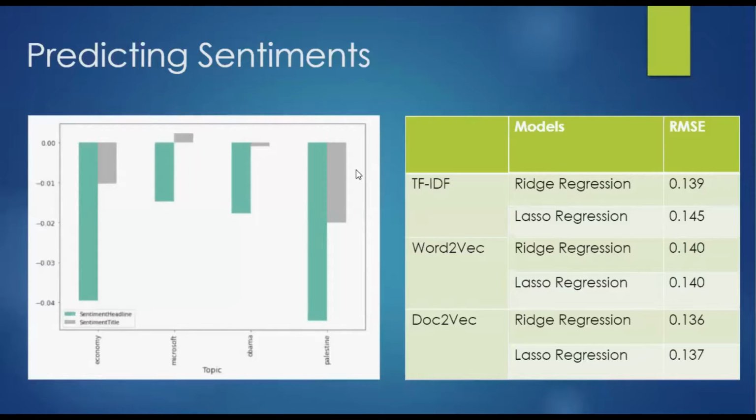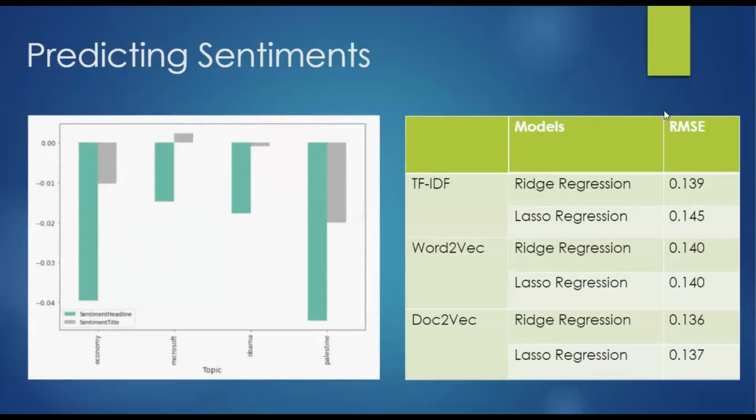Thanks, Kelvin. In this headline sentiment prediction section, we use 3 feature engineering techniques: TF-IDF with feature selection, IDF weighted Word2Vec, Doc2Vec, and 2 regression models: ridge regression, lasso regression. First, the plot here shows the mean sentiment scores of headlines and titles by topics. The mean scores are lowest for Palestine topic, then economy, Obama, and Microsoft. Except for the titles from Microsoft topic, the sentiments of others tend to be negative.